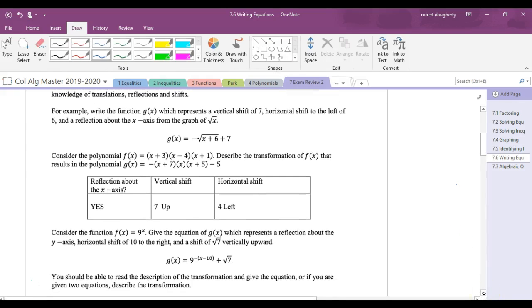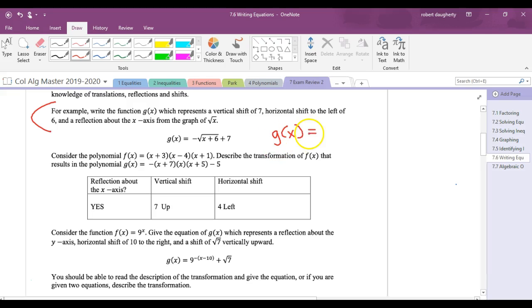Any of the parent functions, you needed to know what transformations had happened. So for example, let's look at this one that you see right here. If you had to write the function that represents a vertical shift of 7, horizontal shift to the left of 6, reflection about the x-axis from the graph of square root of x. Okay, so it's given right there, but you know how to do this.